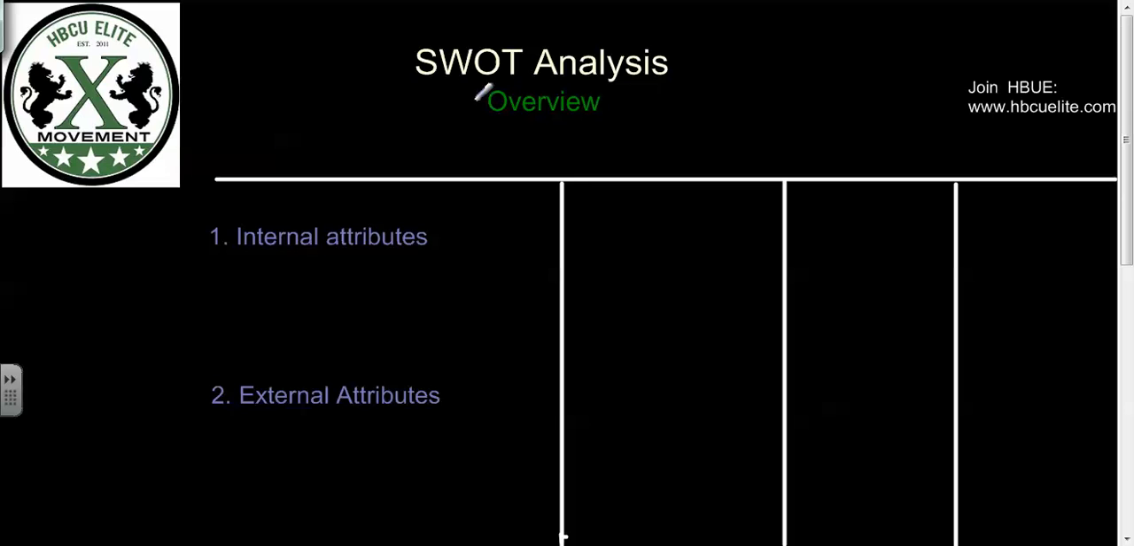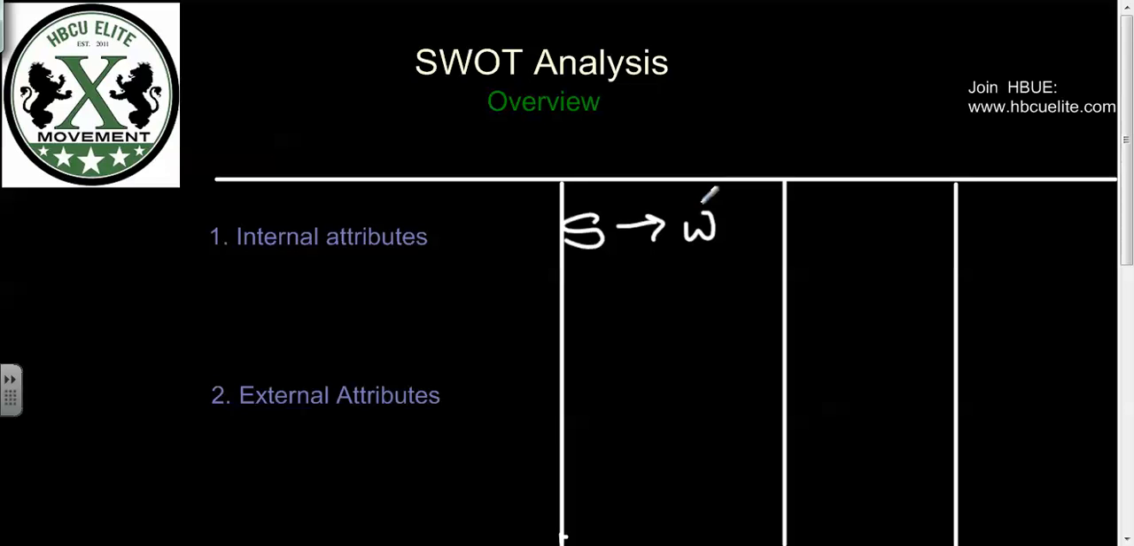Now, basically, when you're conducting a SWOT analysis, you have two attributes. You have internal and you have external attributes. What does that mean? Well, typically, an internal attribute is something that's helpful in you achieving your organizational goal or your organizational vision. So that would be classified as a strength. And you also have to realize that there's an opposite to your strength, and that is a weakness. So within your organization, you have your strengths and you have your weaknesses.